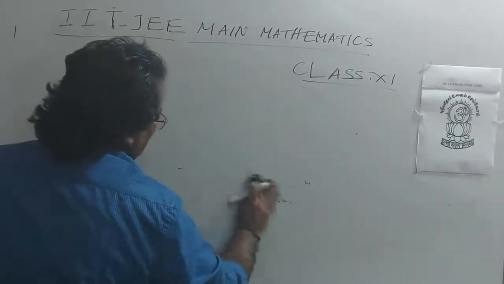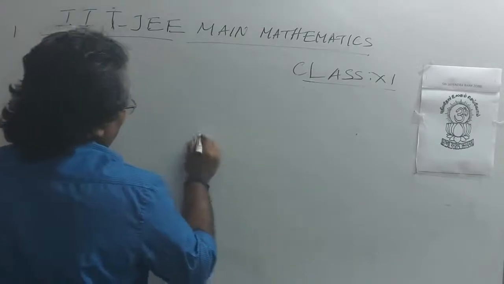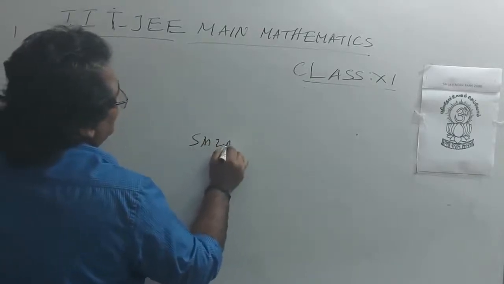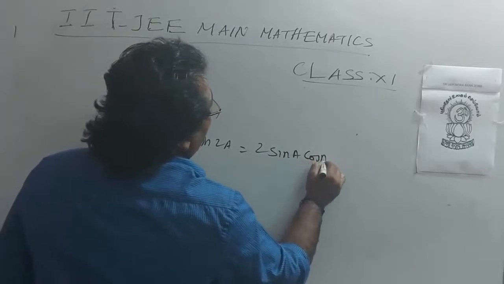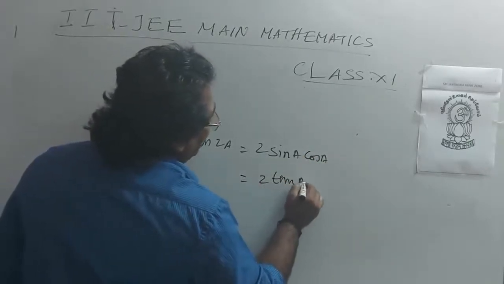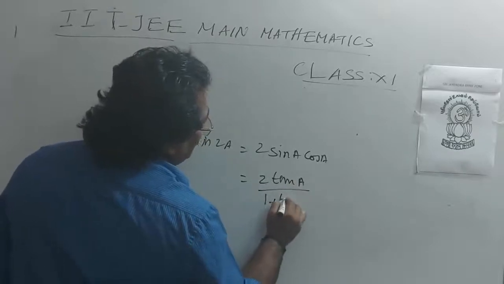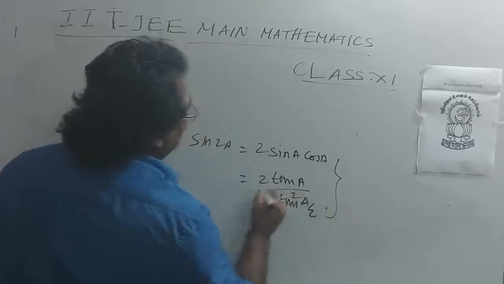So regarding sin 2a, we have two formulas. Sin 2a equal to 2 sin a cos a, one formula. Another formula, 2 tan a by 1 plus tan squared a, and for the half angle, 2 tan a by 2 by 1 plus tan squared a by 2.